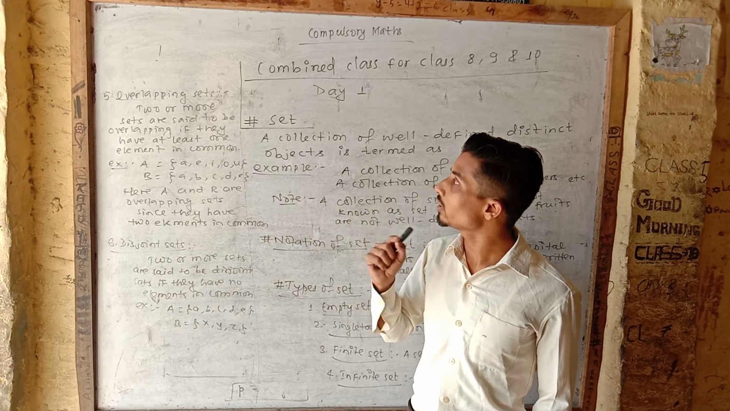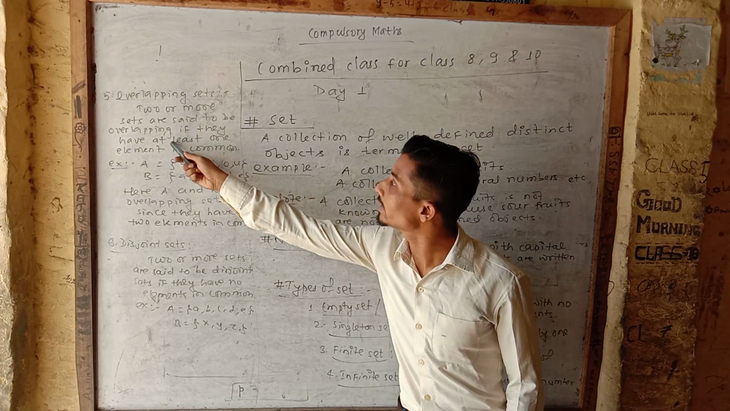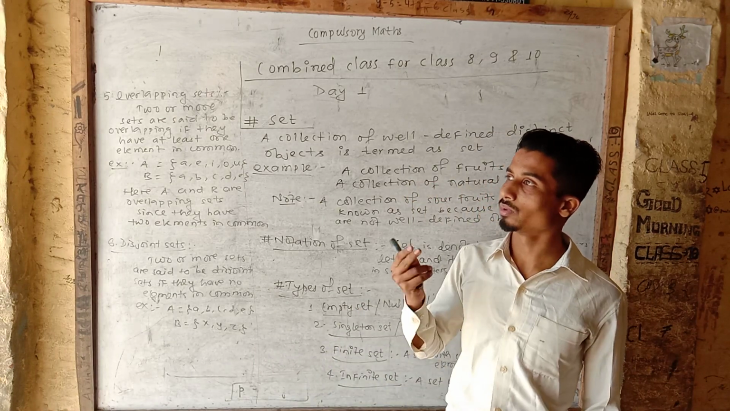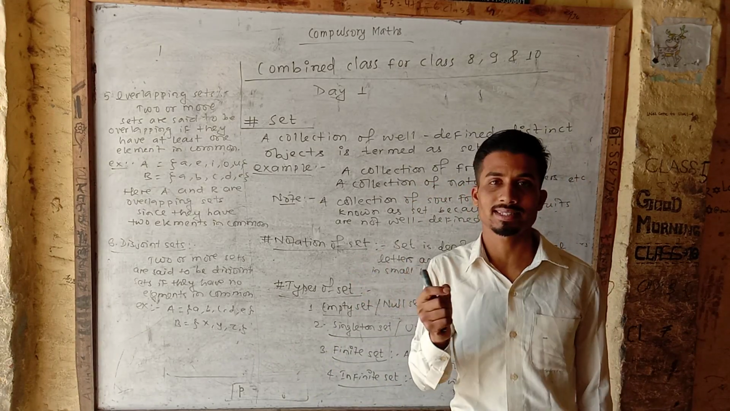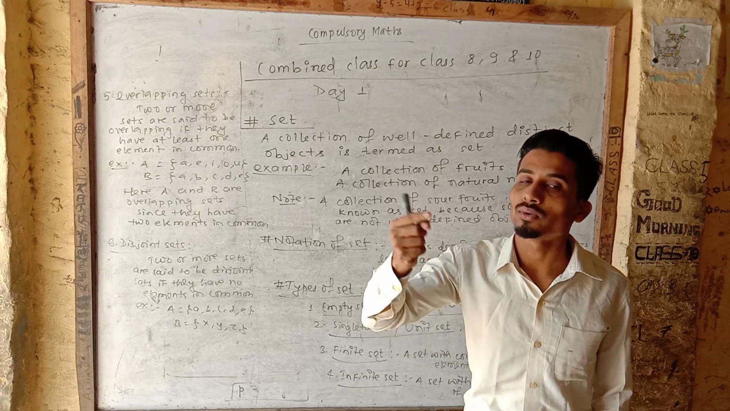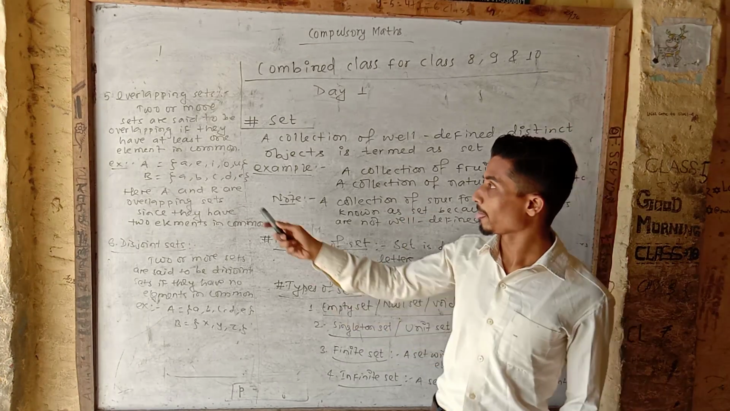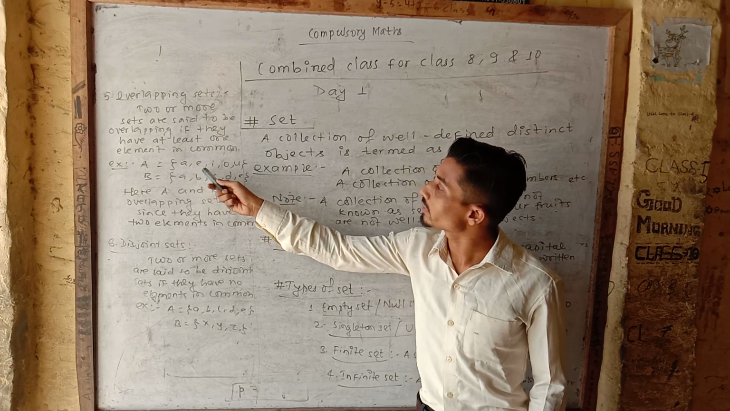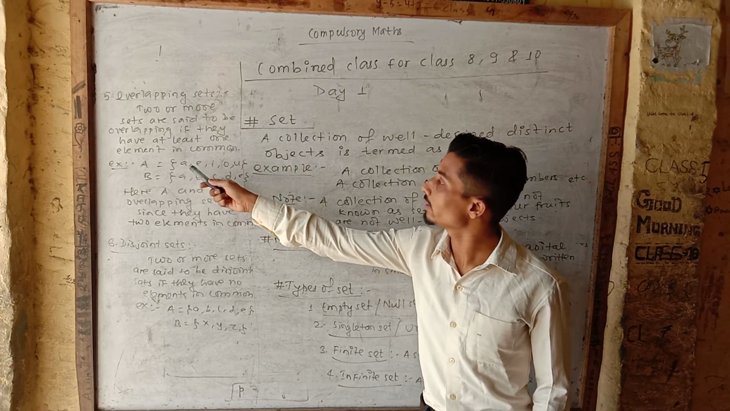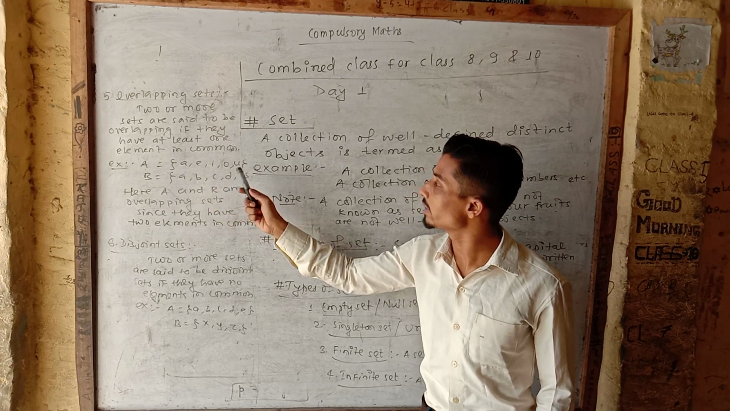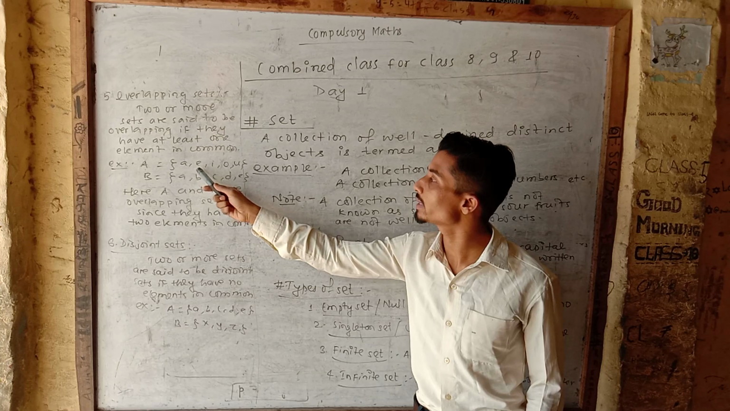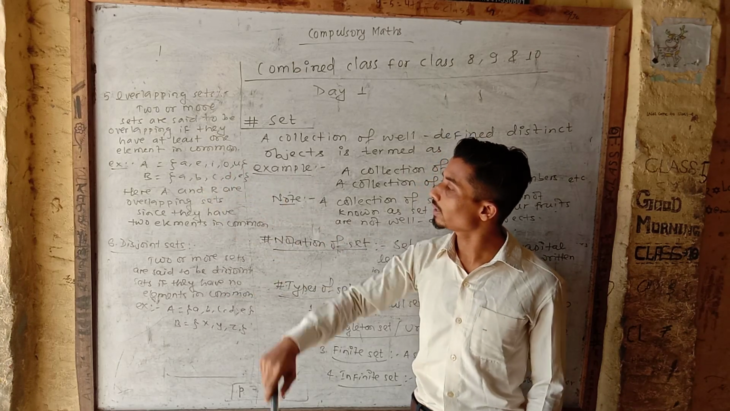They are said to be overlapping sets if they have at least one element in common. At least one means there can be more than one element in common as well. So if set A is equal to {A, E, I, O, U} and set B is equal to {A, B, C, D, E}, here both sets have two elements in common, that is A and E. That's why they are overlapping sets.